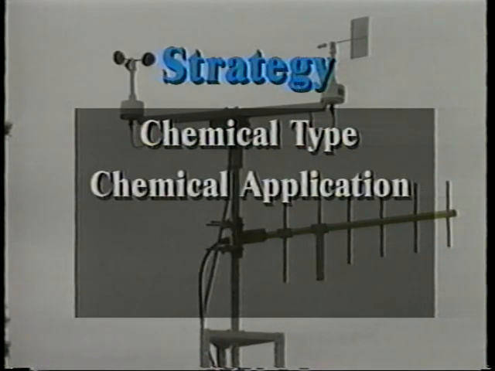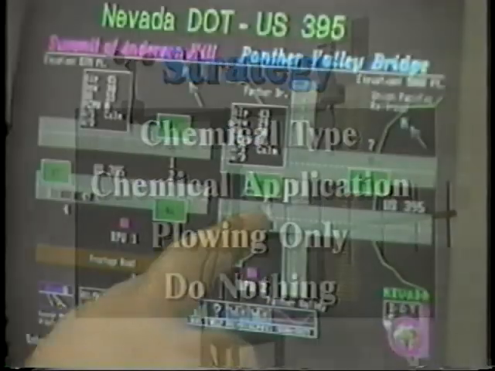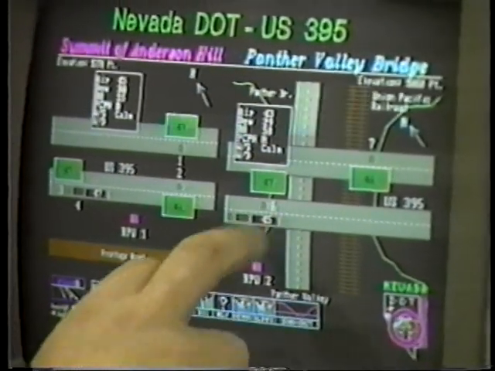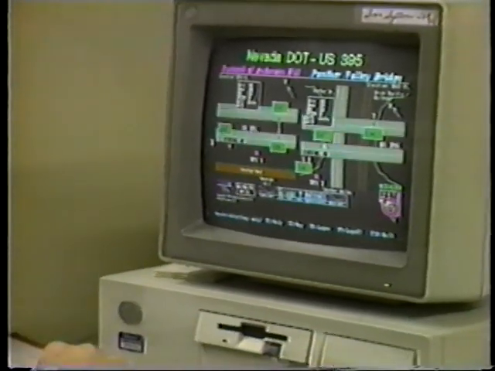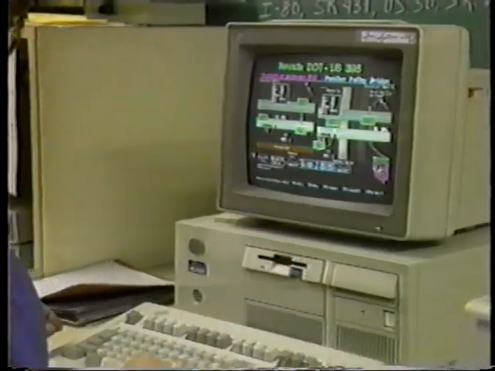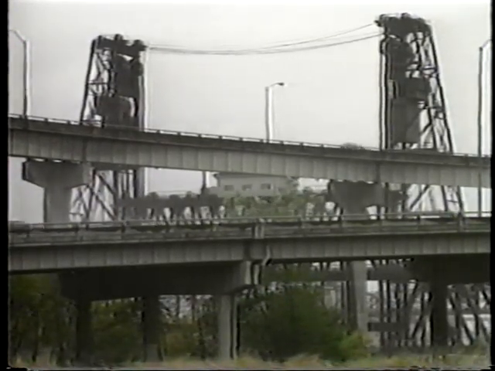Choice of chemical and application rate, use of plowing alone, or doing nothing can all be informed decisions based on knowledge of the local conditions provided by road weather information systems. Pavement temperature sensors provide real-time data that can be used to predict several hours in advance when the pavement temperature will drop below freezing, allowing time to plan efficient operations. Conductivity sensors indicate the relative chemical concentration on the pavement surface. This helps guide the decision whether to apply more chemical. The newest pavement sensors can measure the freezing point of the chemical solution on the pavement and warn if the solution is likely to freeze.